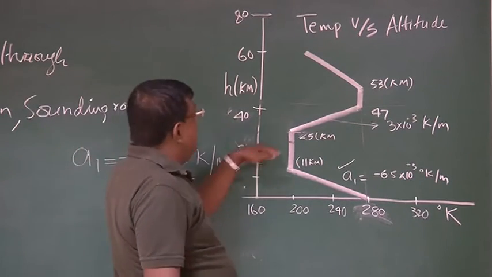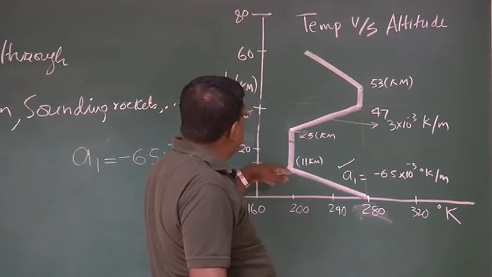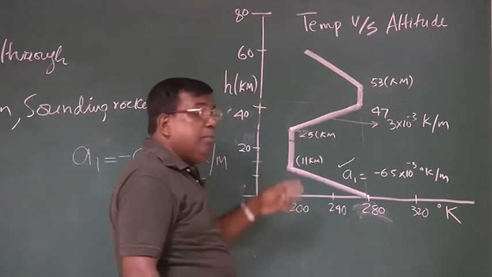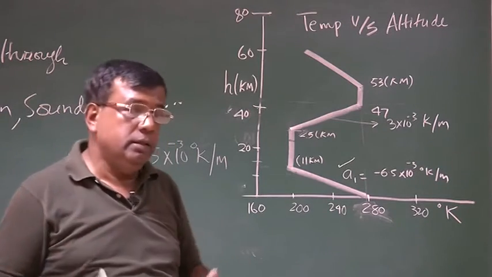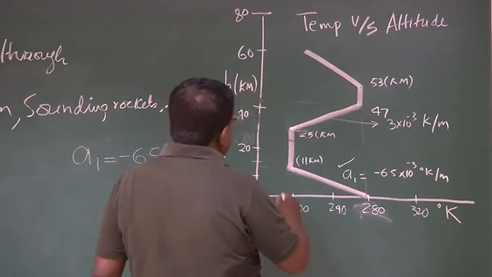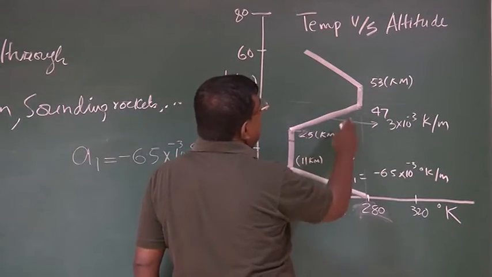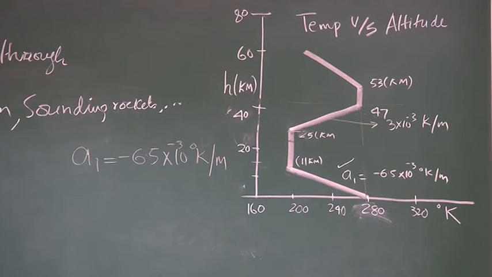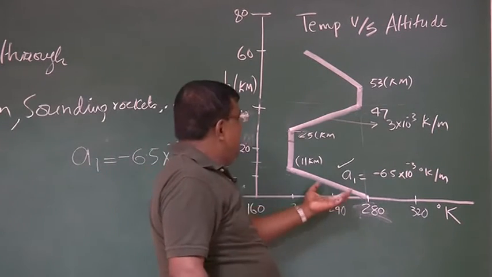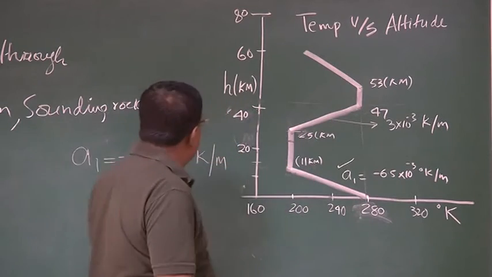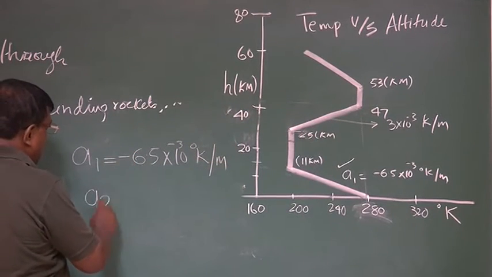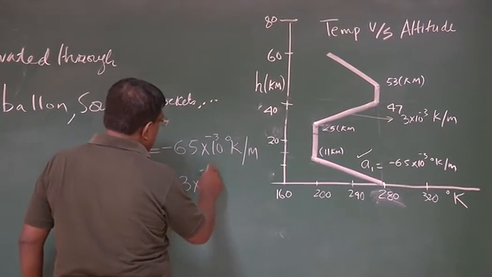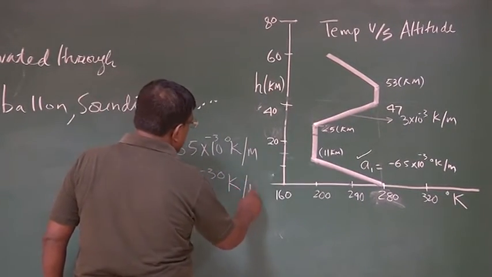Similarly, the experimental observation shows that from 11 kilometer to around 25 kilometer, there is no change in temperature, and we call it isothermal, right? And again, beyond 25 kilometer to around 47 kilometer, it is having a gradient, but unlike in the first region, this has a positive slope, and the positive lapse rate, which we call a2, is plus 3 into 10 to the power minus 3 degree Kelvin per meter.